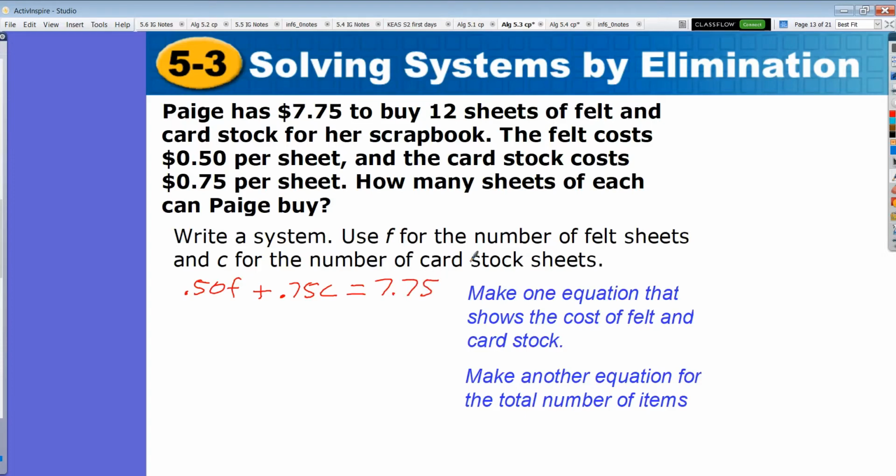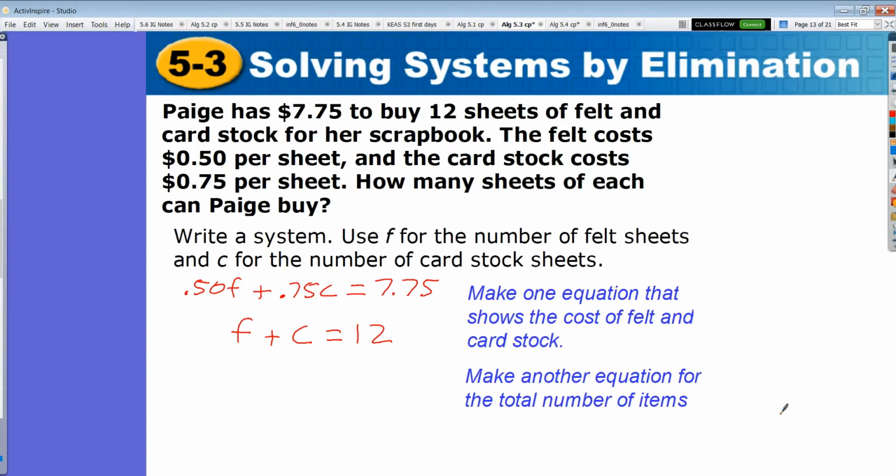All right, so one of our equations shows the total that she's going to spend. The second equation is going to be for how many items she buys. So she's going to buy a certain number of felt pieces, and she's going to buy a certain number of cardstock to give 12 items purchased altogether. All right, so there's my two equations for the system.